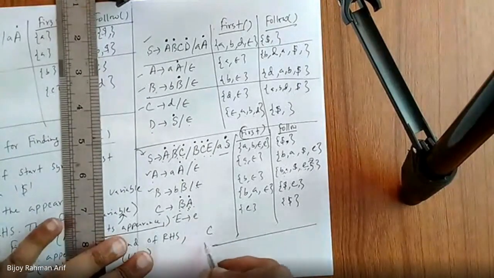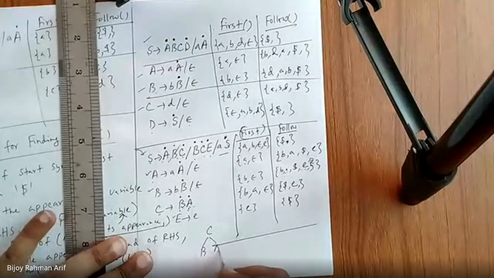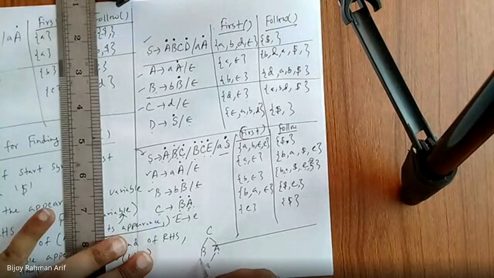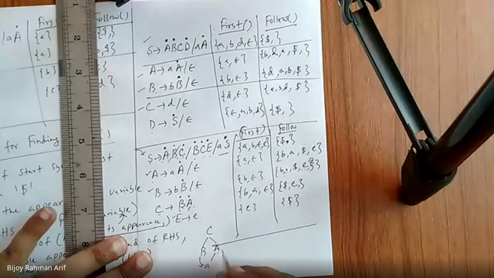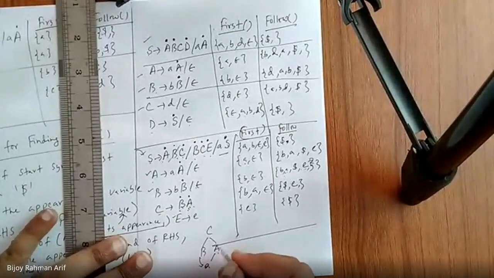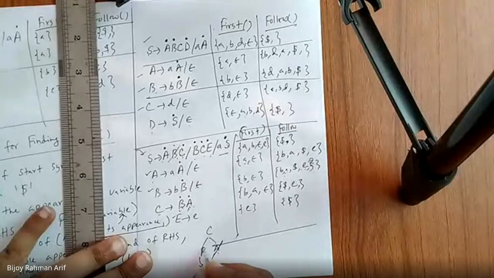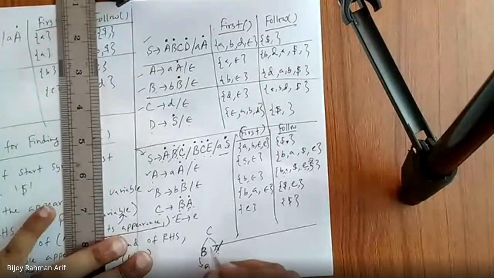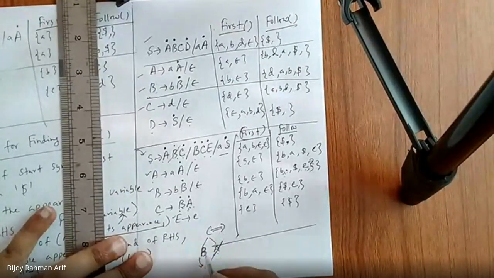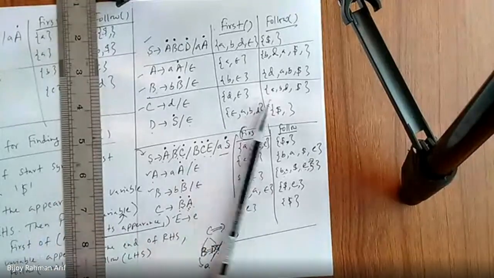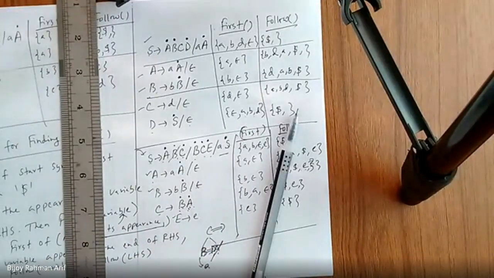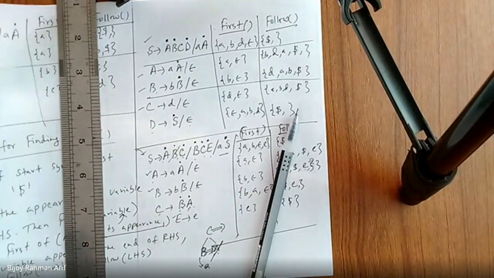C is nothing but BA. B can derive A. That's fine. Then follow of B is A. There is no problem with that. But when we put epsilon, what happens? This one is vanished. It is not contributing anything. But then B appears at the end. So definitely whatever follows C, that would be follow of B. Okay, so this one is the most critical part. Everybody makes mistakes in this part. Otherwise, it is very easy. Okay?